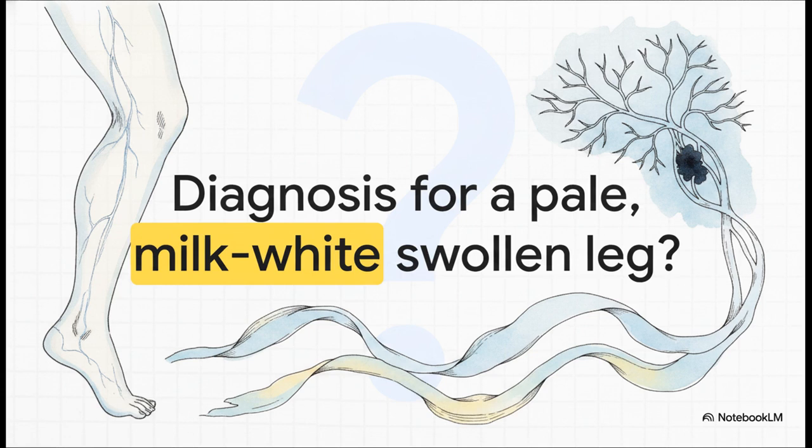Historically called milk leg, this is a severe iliofemoral DVT with complete deep venous occlusion. The superficial veins are still open, just enough to prevent cyanosis, but the massive edema compresses the dermal capillaries, giving the leg that striking pale white look.